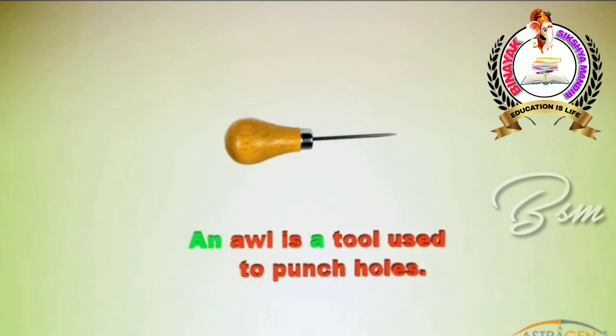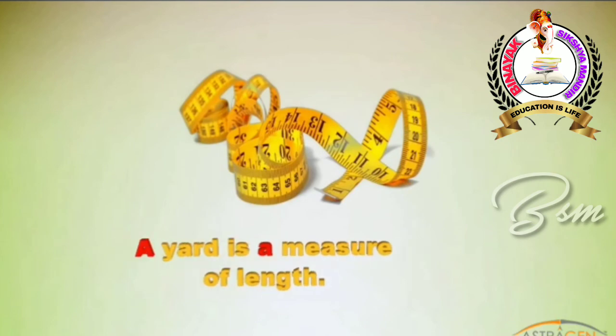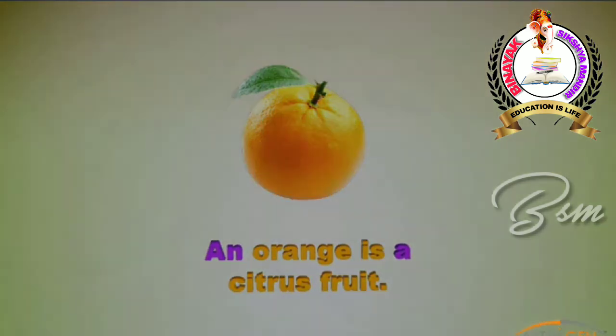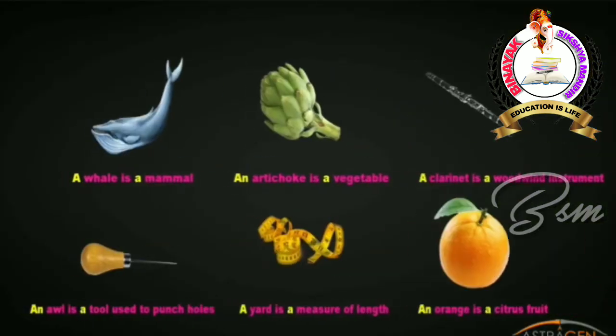An awl is a tool used to punch holes. A yard is a measure of length. An orange is a citrus fruit. In all of the sentences above, one of a large group of things is used to refer to all of the items of the particular group. The first sentence, for example, can be understood in this way: any whale that you choose is a mammal.